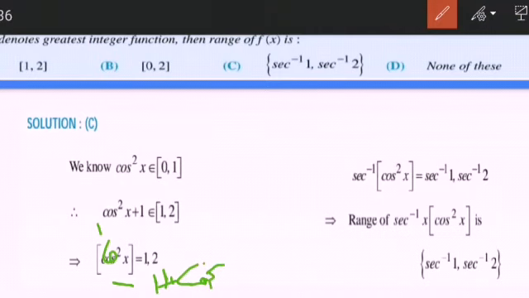So sec inverse of 1 plus cos square x, that is sec inverse 1 and sec inverse 2. Two values are only there. So sec inverse 1 and sec inverse 2, they are the two values, and hence option C is correct. Correct? Hope you all are getting it.